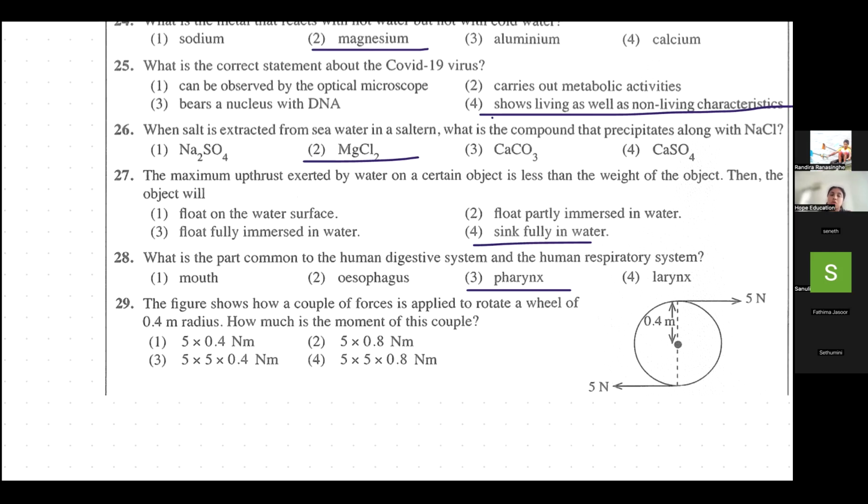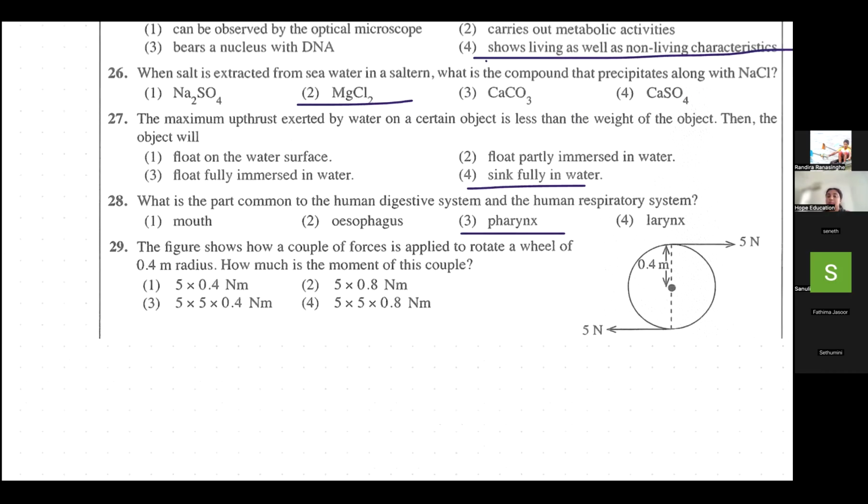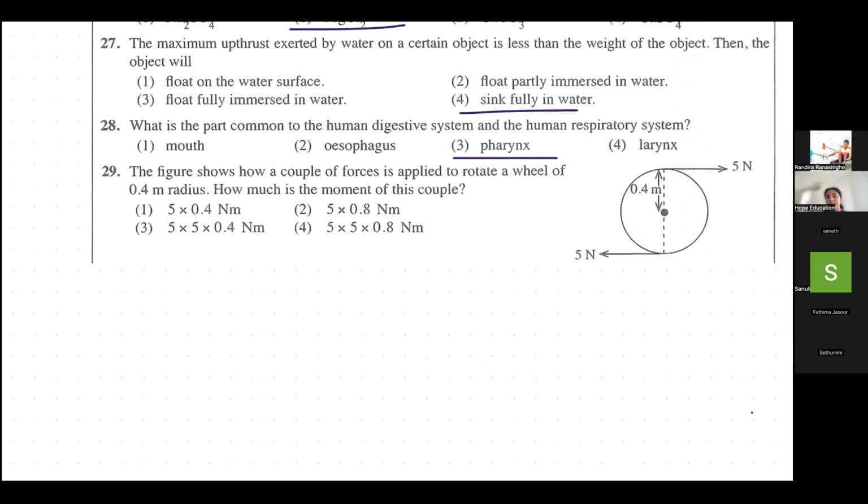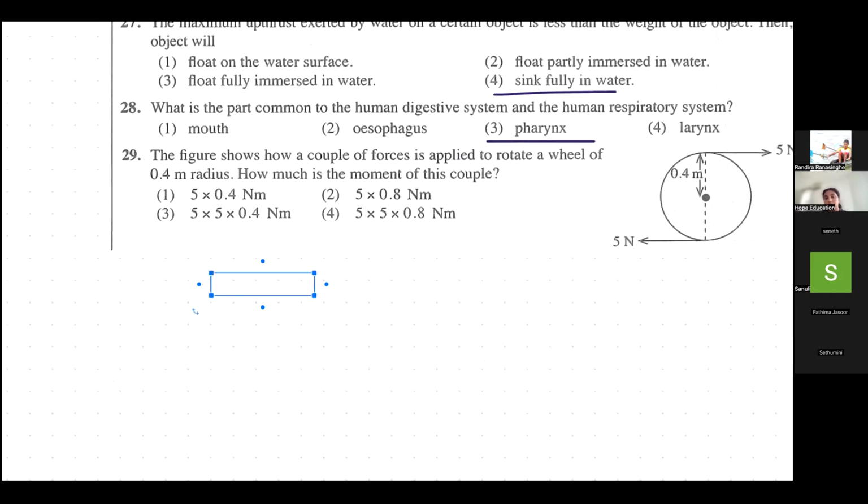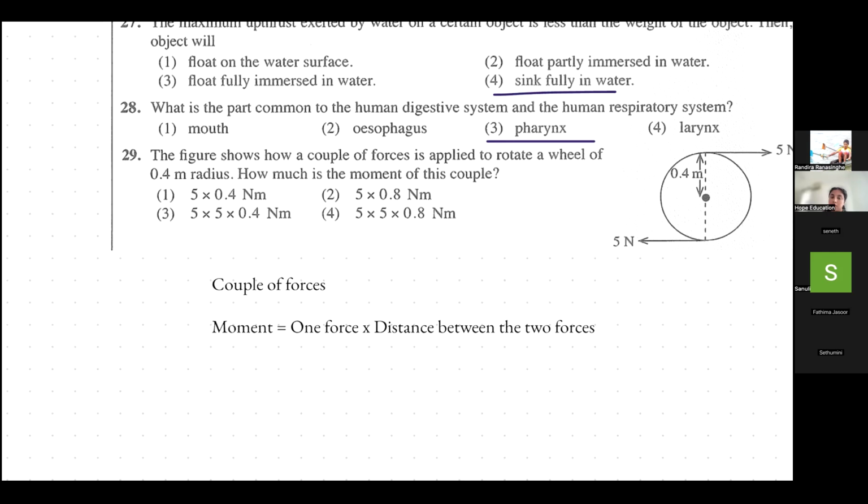Okay. So the figure shows how a couple of forces is applied. How do we find the moment of a couple of forces? There are two forces, right? In a couple of forces, there are two forces, and I'm only considering one force. I multiply one force by the distance between the two forces. So here there are two forces, 5 Newtons and 5 Newtons, but I only take one force, which is 5 Newtons.